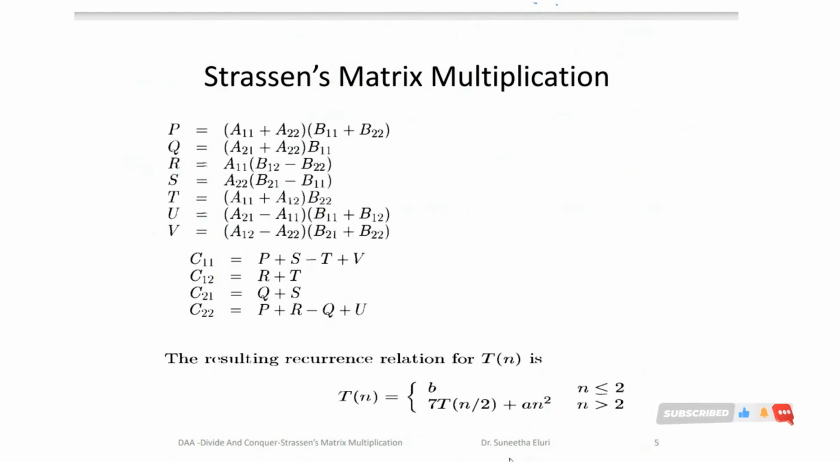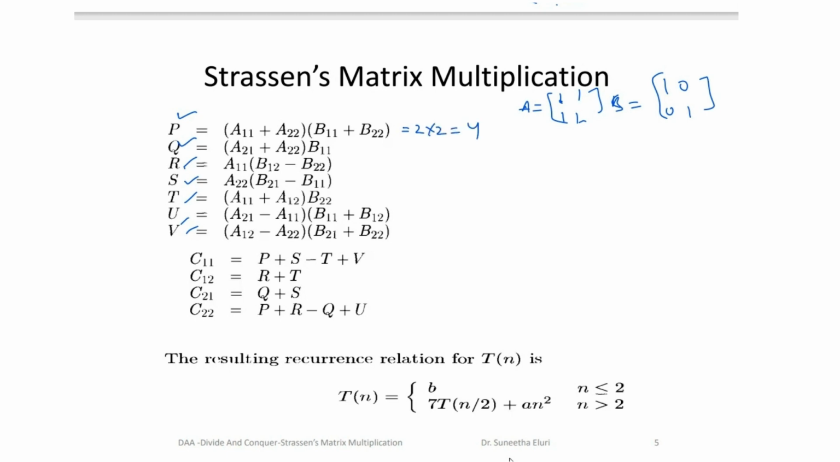Hence we have some variables introduced: P, Q, R, S, T, U, V. As earlier, we have taken A as 1 1 1 1 and B as 1 0 0 1. So I can see that A11 is 1 and A22 is 1, which gives 2, times B11 plus B22, which is 2, so 2 into 2 is equal to 4. Then B11 is 1 here, into A21 plus A22, where A21 is this and A22 is this, so 1 into 2 will be 2.